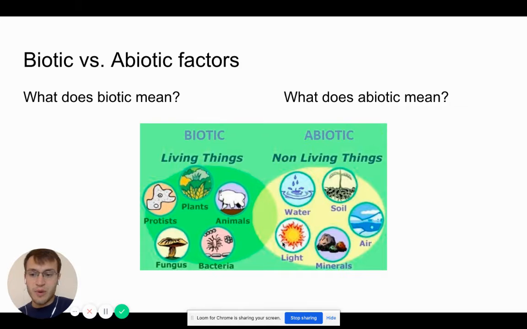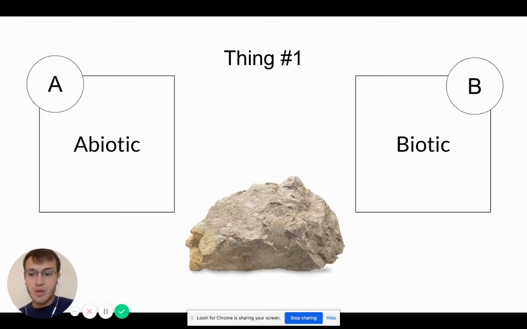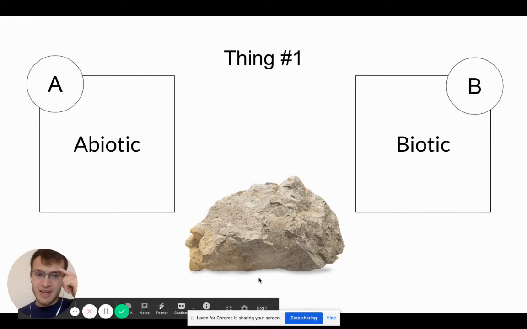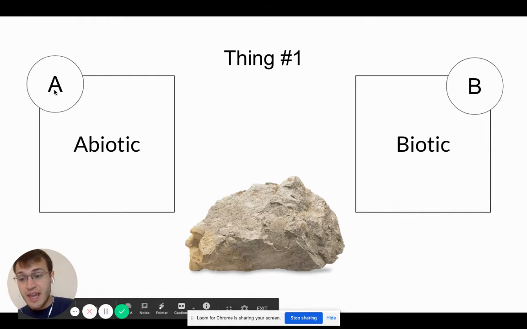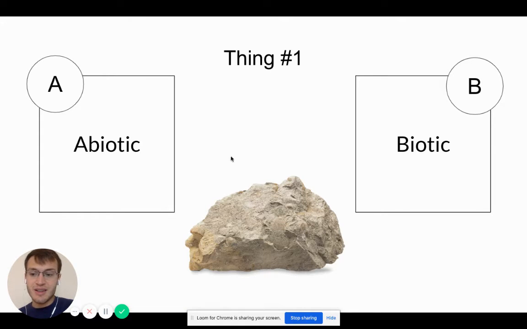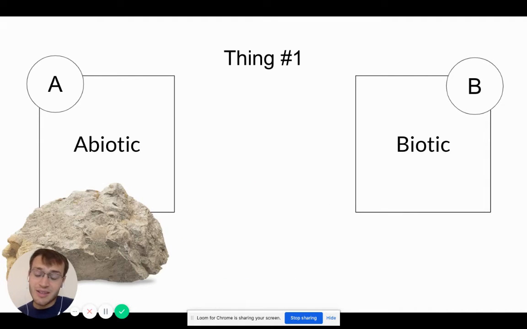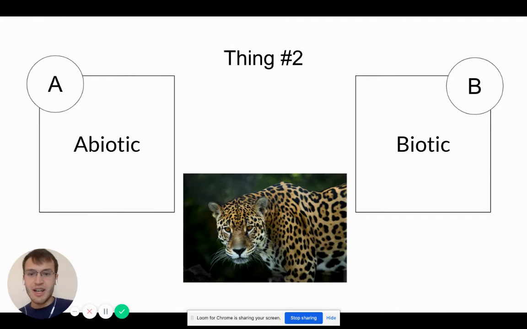So really quickly, right now, we're going to play a game. I'm going to show you a thing. And in your head, I want you to pause the video, and think about whether this thing is abiotic or biotic. So this first thing, is this abiotic or is it biotic? This is abiotic. It's a rock. Rocks are not living. All right, thing number 2.